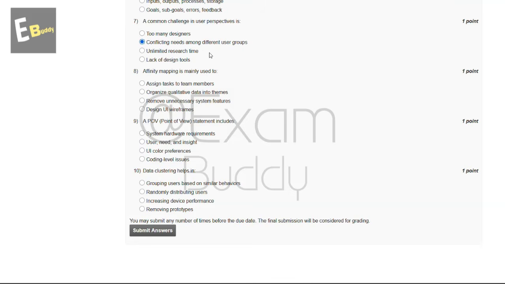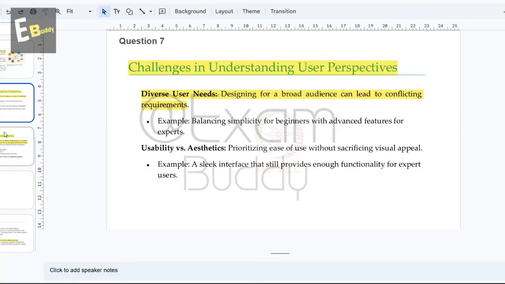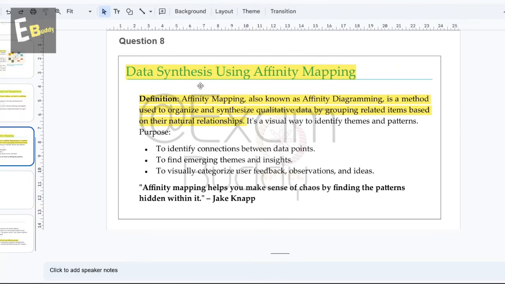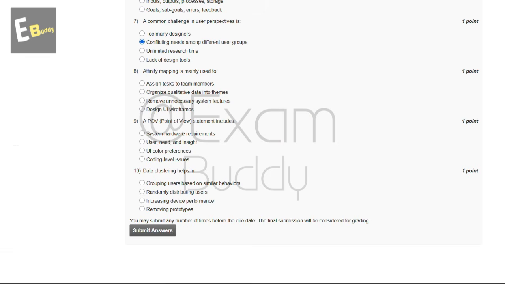And now let's go to our question number 8. Affinity mapping is mainly used to. So these are the options, and now let's check the explanation. So explanation says data synthesis using affinity mapping. Definition: affinity mapping, also known as affinity diagramming, is a method used to organize and synthesize qualitative data by grouping related items based on their natural relationship. So the answer of our eighth question is B, organize qualitative data into themes.